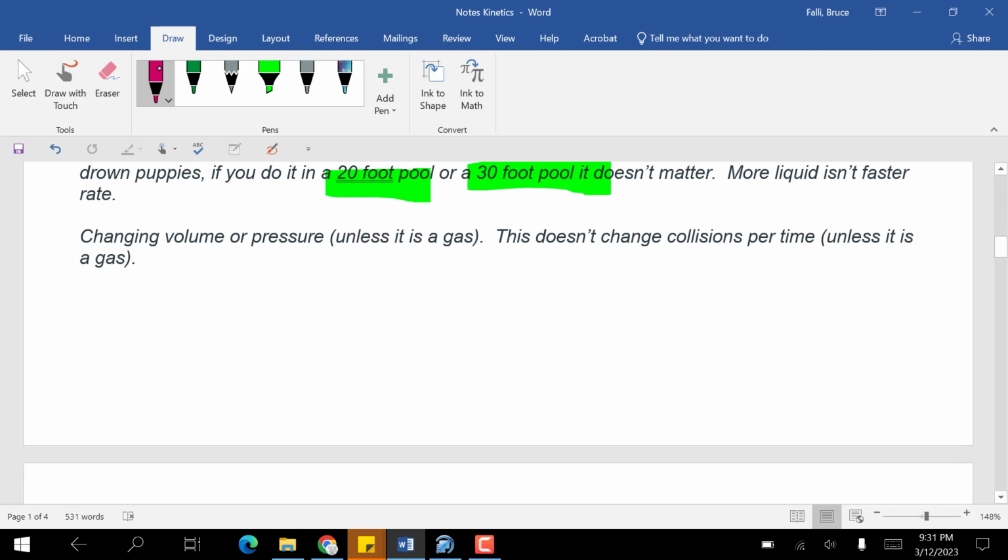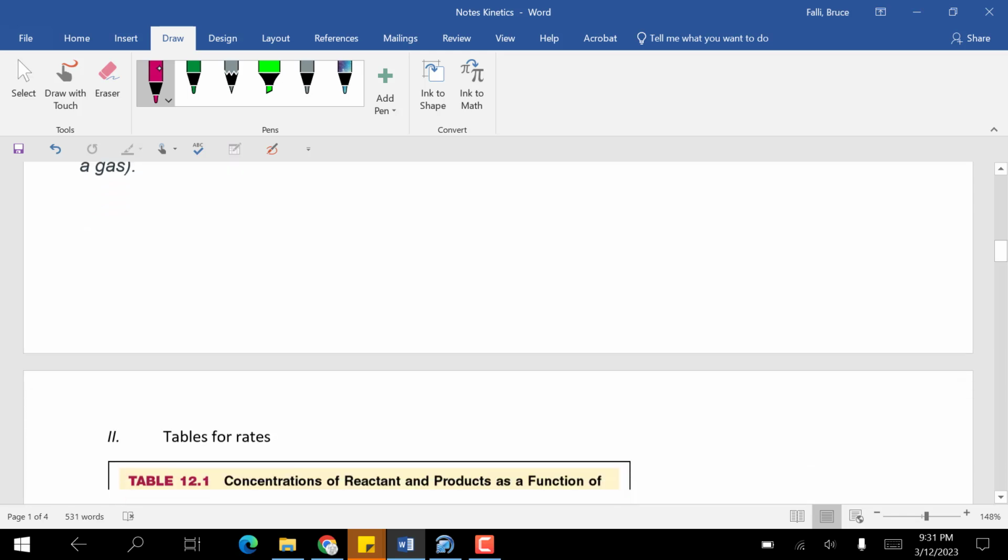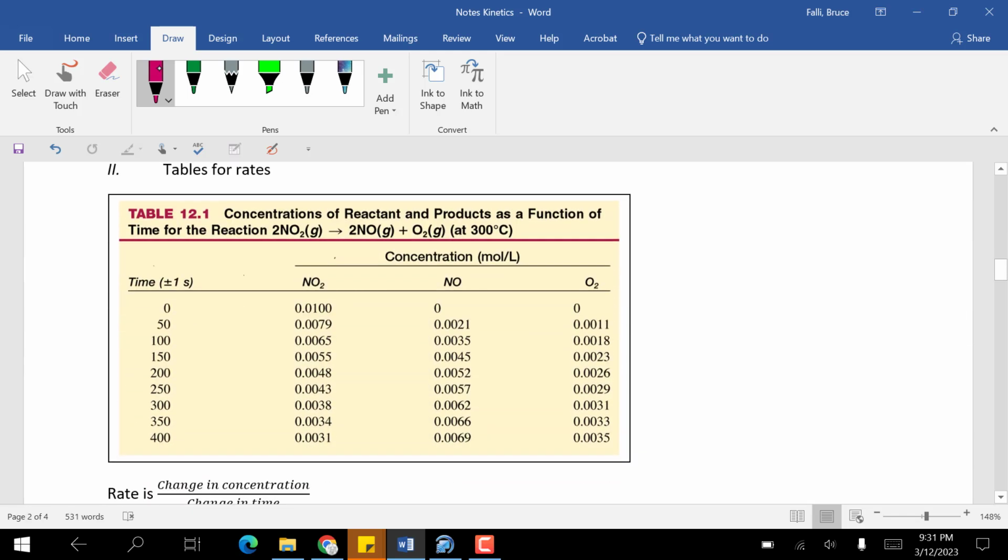Changing the volume or pressure doesn't affect rate unless it's a gas. This doesn't change collisions per time unless it's a gas. All right, so now I've got to be able to handle rates.